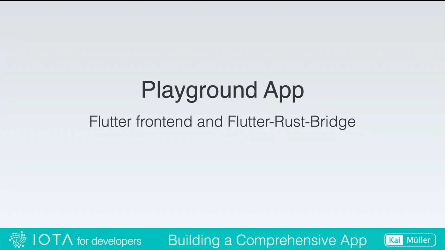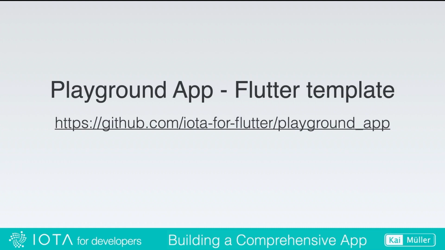Hi, this video is the first one about the Playground app. I'm following the same approach as with the Simple app. I'll first download the Flutter app and initialize the Flutter Rust bridge. The Rust API and connecting it with Flutter will be covered in the upcoming videos.